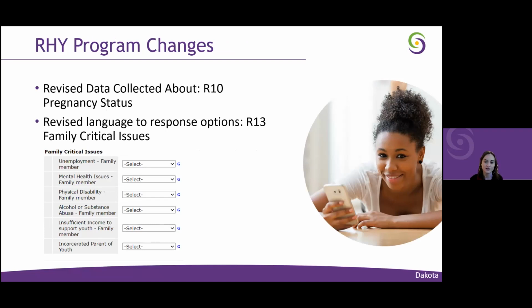Okay, so now with RHY changes, these are required for RHY programs. We will have a revised data collection for pregnancy status. And the revision here is that we're removing the limitation on collecting this data solely for female participants, because more than just people who identify as female can be pregnant. And we're also revising the language to response options for family critical issues.